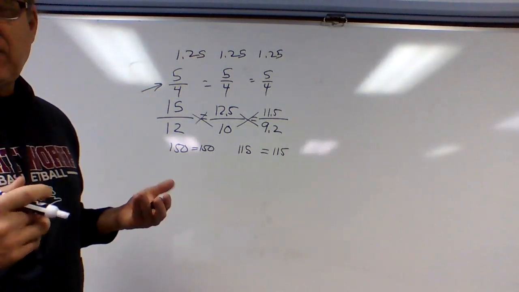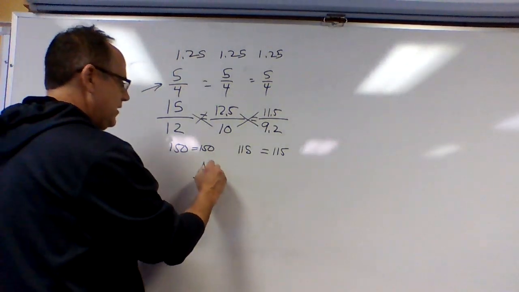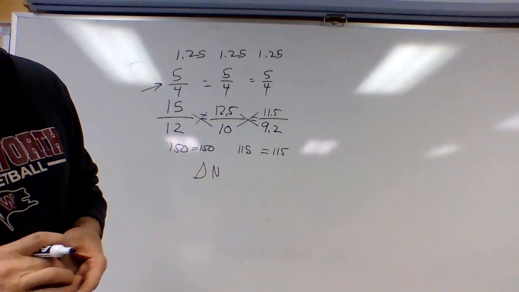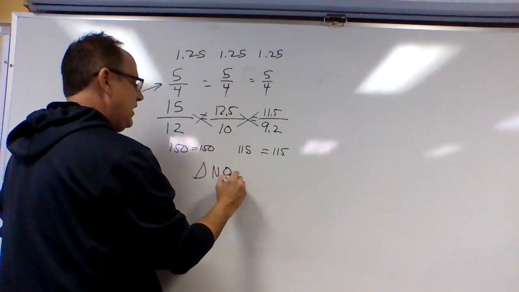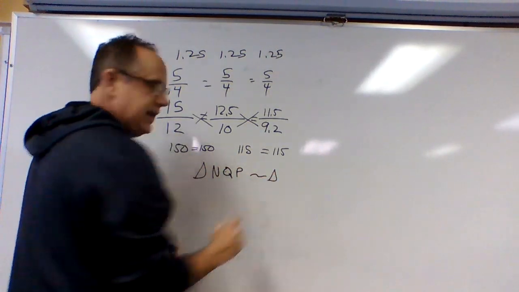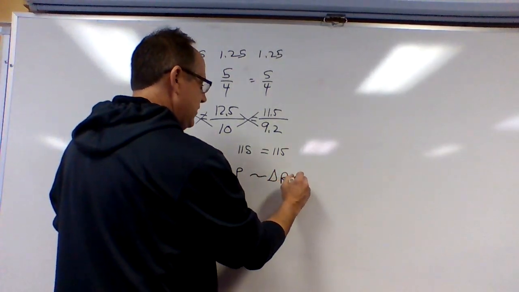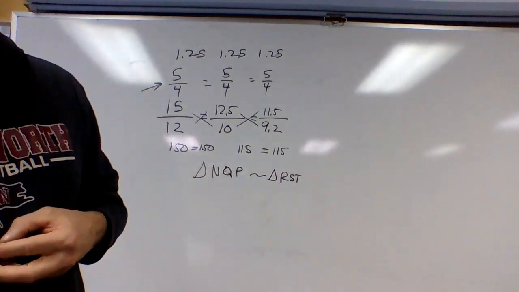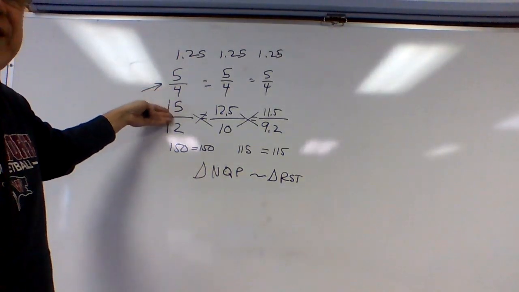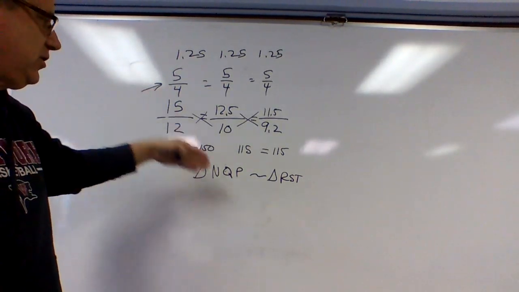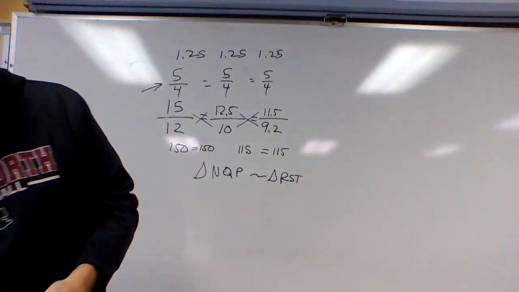And so we basically would say, yes, they're proportional. Triangle NQP is similar to triangle RST. So that would be the similarity statement right here. Once we proved that all sides were the same ratio, then we know that they're going to be similar. All right? We know they're going to be similar.